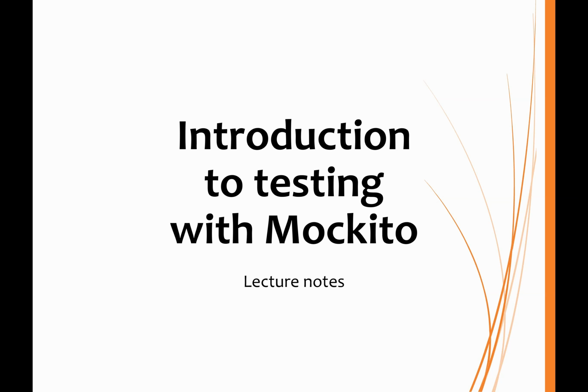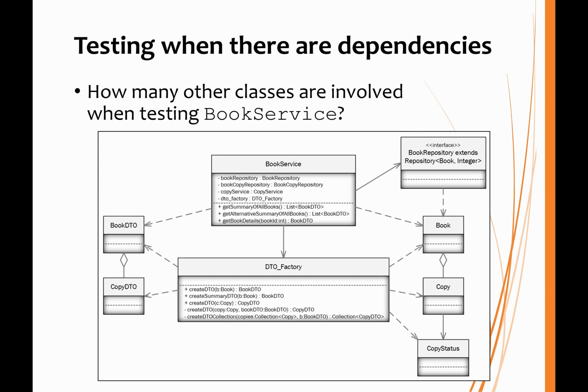In this video, we're going to introduce the idea of testing with Mockito. Let's see why we would want to do this. Here's a UML class diagram with the class that we want to test and all the dependencies for that class. And we can see that if we want to test BookService, we're going to need a BookRepository, Book, Copy, CopyStatus, DTOFactory, BookDTO, and CopyDTO. That's a lot of extra classes just so that we can test BookService.